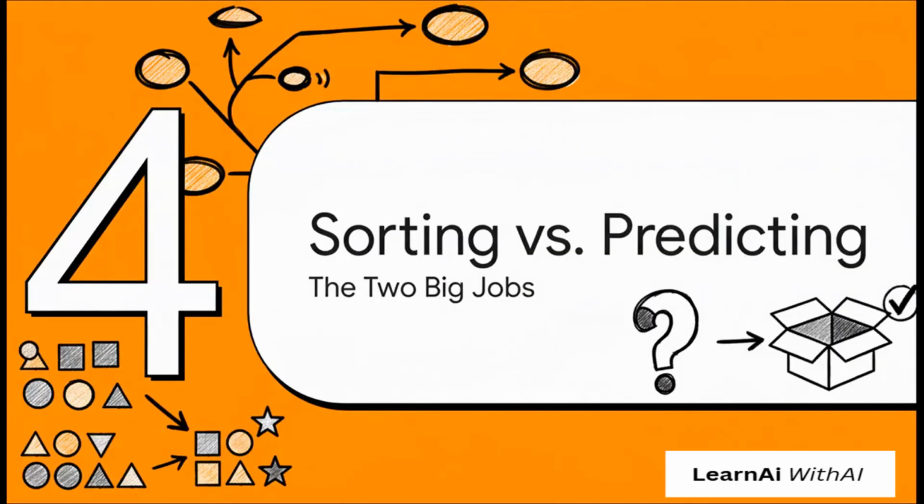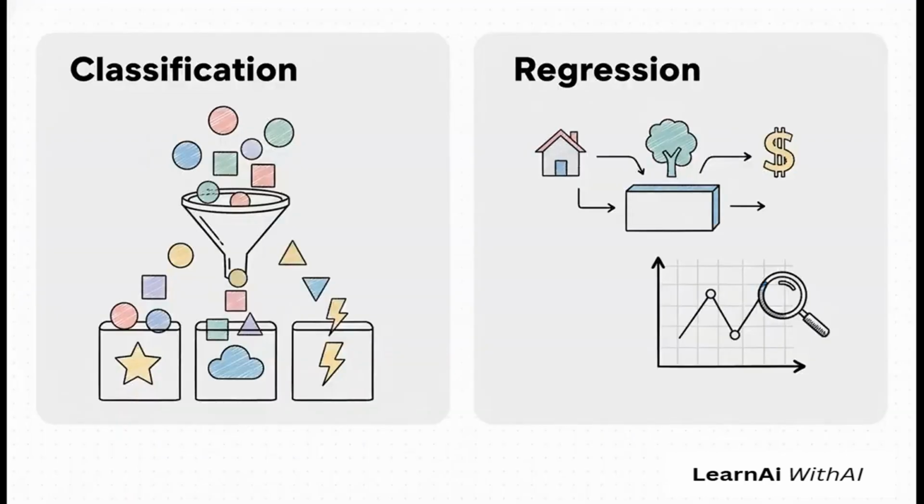Okay, so we get how they work. But what are they actually for? Well, decision trees are real workhorses in the world of machine learning, and they basically have two main jobs. On one side, you have classification. You can think of this as a sorting hat. It asks, which bucket does this thing belong in? Is this email spam or not spam? The answer is always a label or a category.